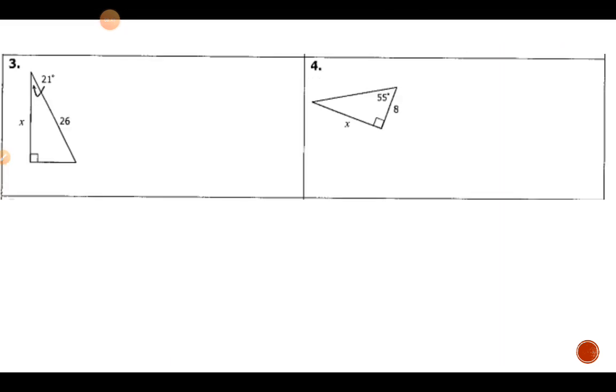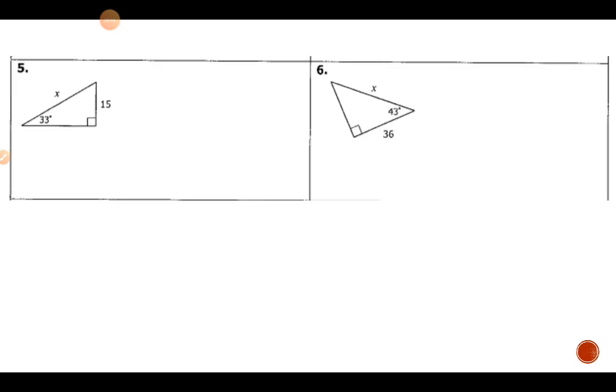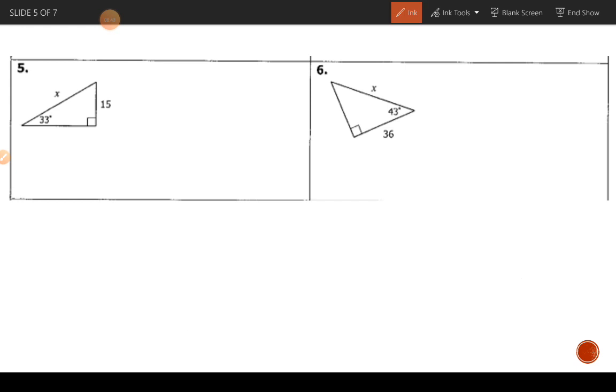Let's do a couple more examples. I'm going to skip this one and go to number 5. So we're going to go to number 5. I have 33 degrees. I circle it. And I label my triangle. So this is the hypotenuse. This is the adjacent because it's touching the 33. And the 15 is the opposite.